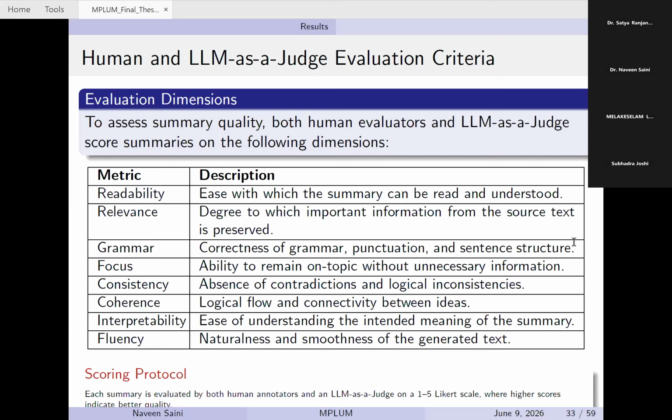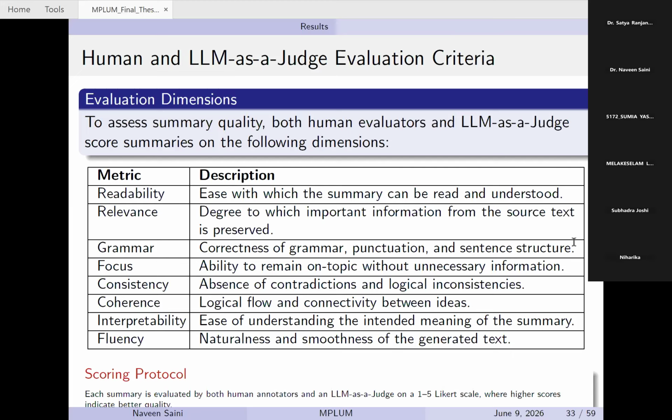First is human validation. For example, I am evaluating whether the summary quality is good or not. And second is LLM as a judge. We have chosen GPT-4 to evaluate, since GPT-4 was not among the LLMs used for generation. So we used GPT-4 and human beings to evaluate the quality of the summary across different measures: readability, relevance, grammar, focus, consistency, coherence, interpretability, and fluency.